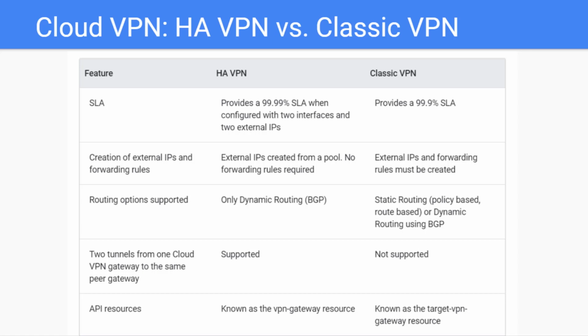Here is the comparison table between HA VPN and the Classic VPN. Pay attention to SLA and routing options supported features. Both offer 99.99% SLA. HA VPN supports only dynamic routing with BGP, Border Gateway Protocol, but Classic VPN can support either static or dynamic routing using BGP.